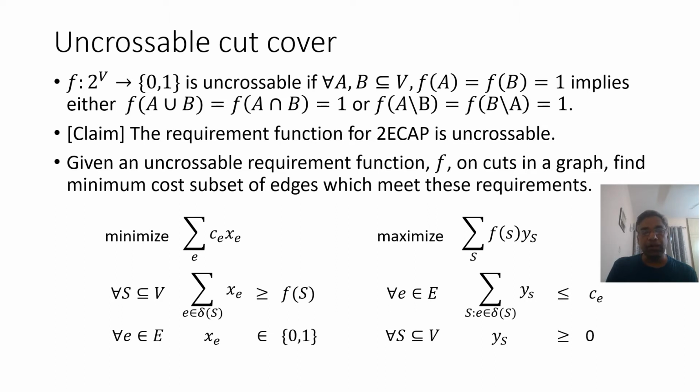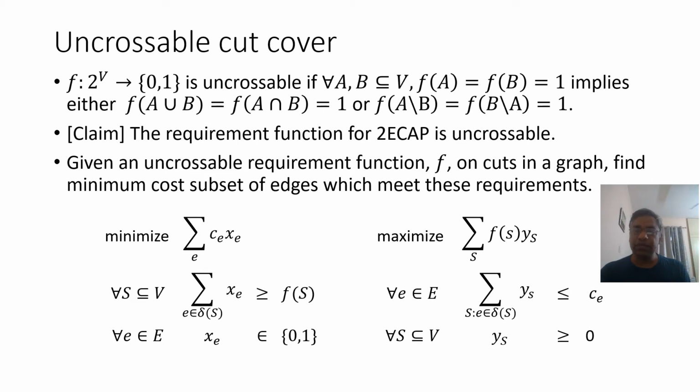Let me now tell you what an uncrossable function is. A function f is called uncrossable if, again, this is a 0, 1 function on sets of vertices in a graph, for any two sets of vertices A and B, if the value of the function is 1 on both of them, then either the value of the function on A union B and on A intersection B is also 1, or the value of the function on A minus B and B minus A is also 1.